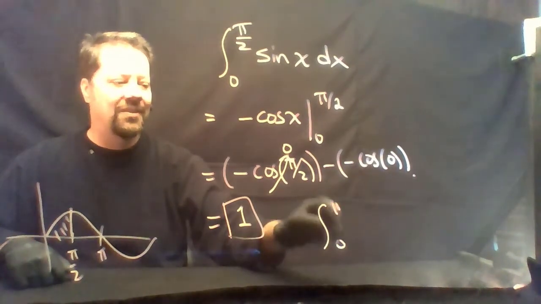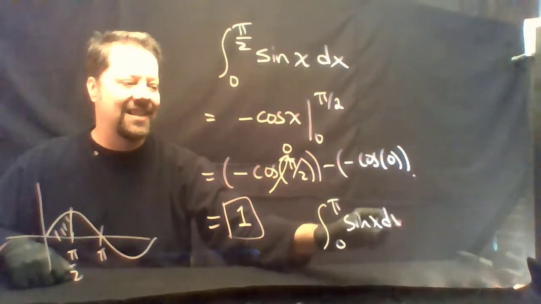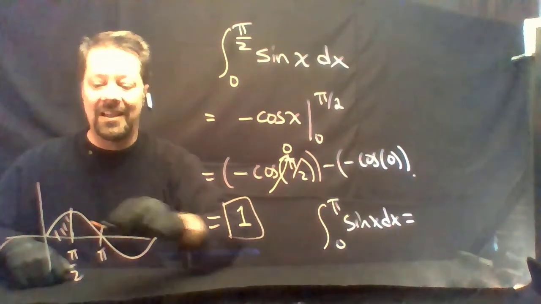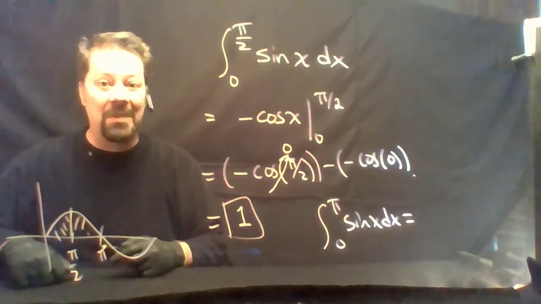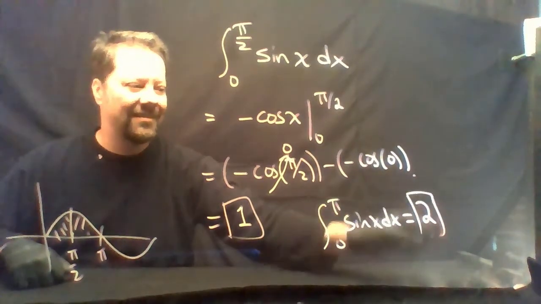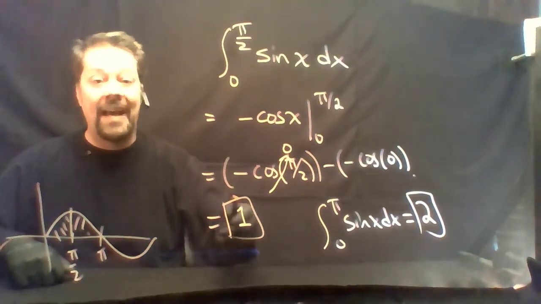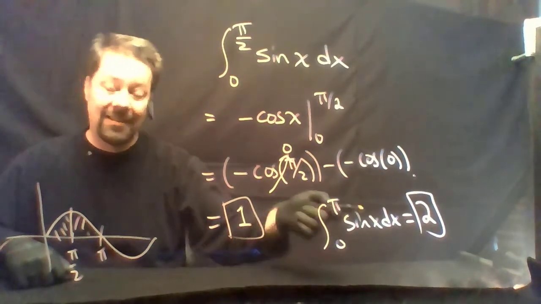So I ask you, what's the integral from 0 to pi of sine x dx? What's the area under 1 bump? 1 bump gives you 2. So I want you to remember the following phrases. Half a bump gives you 1. 1 bump gives you 2.